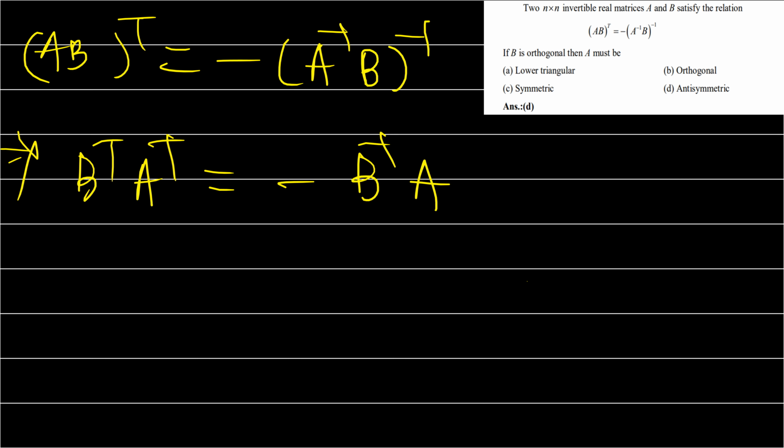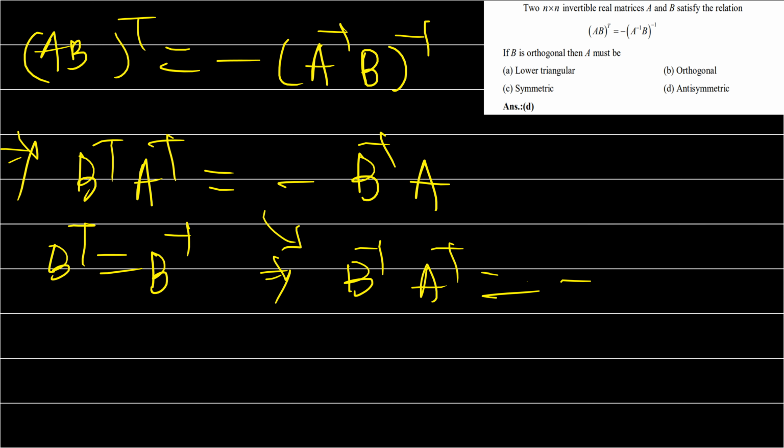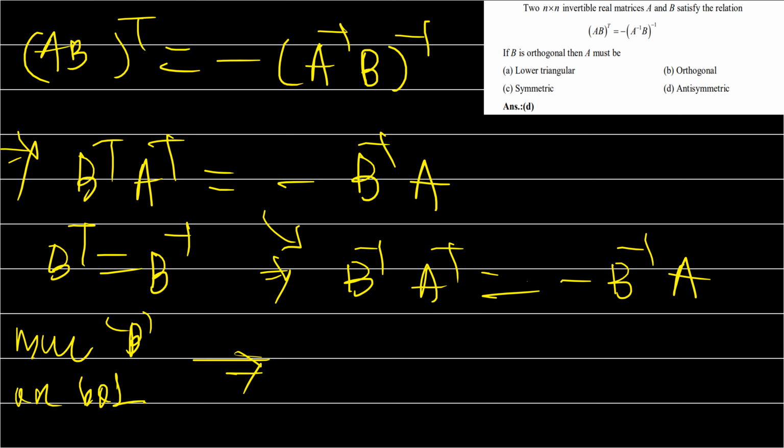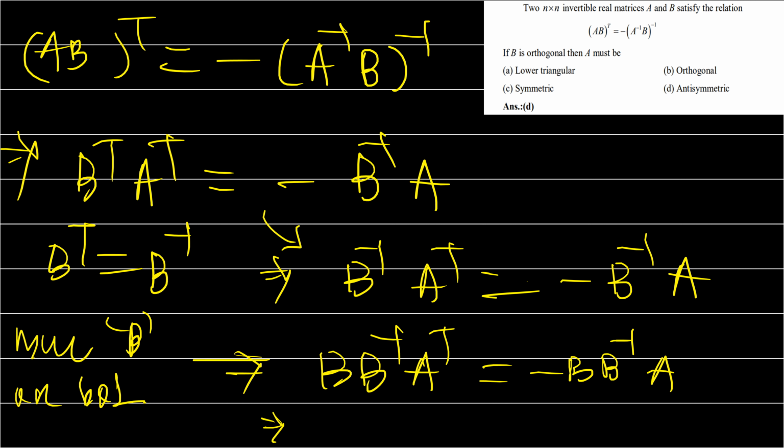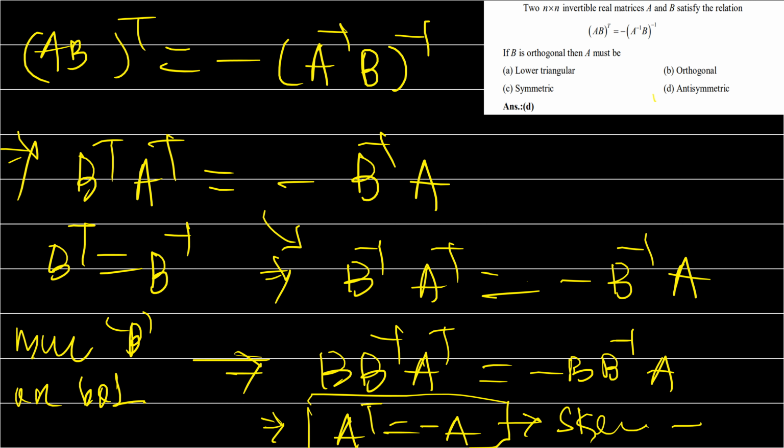Now it's given that B transpose equal to B inverse. So this will become what? B inverse A transpose equal to minus B inverse A. Now multiply B on both sides. Then we will get what? B inverse A transpose equal to minus B inverse A. Now B into B inverse equal to I. So A transpose equal to minus A. So A transpose equal to minus A means this is a skew symmetric or anti-symmetric matrix. So the answer will be D. Answer is D.